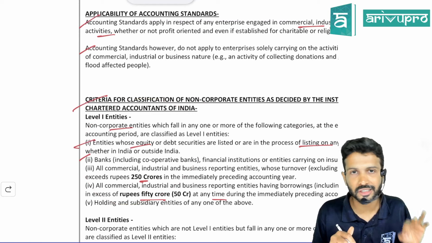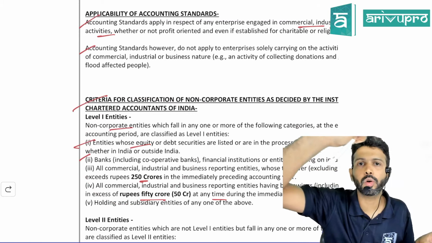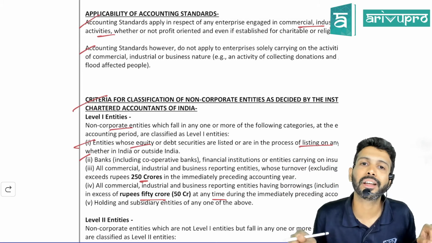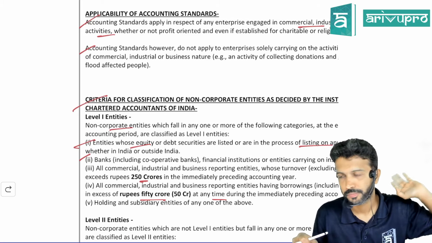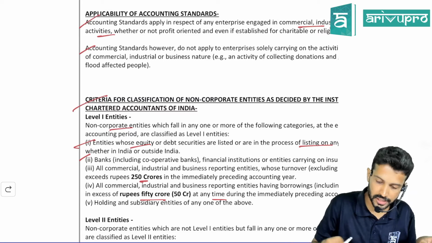You have to remember these limits. They will not give them to you. They will give you a question with the turnover of company so and so, borrowing of the company so and so. You need to identify whether such an entity is level 1, level 2, level 3 or level 4. That sort of question will come from this particular topic. So limits are important.